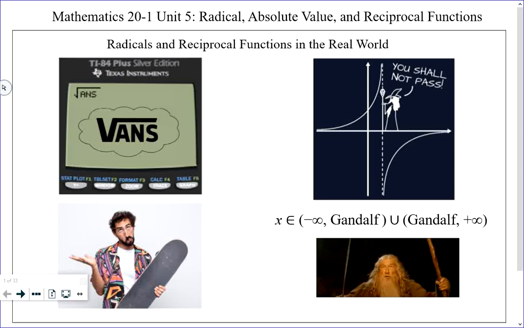So we're about halfway through the course. We're going to be starting Unit 5 today, which is a whole cornucopia of stuff. It's a whole mishmash of stuff. We're going to be dealing with absolute value functions and absolute value equations, reciprocal functions and reciprocal expressions, and radical functions and radical equations and radical expressions. It's all over the place. And, well, let's get started.